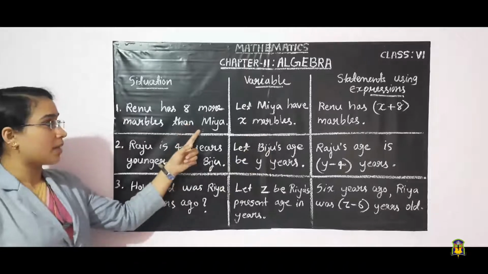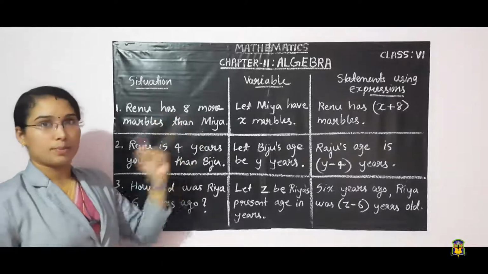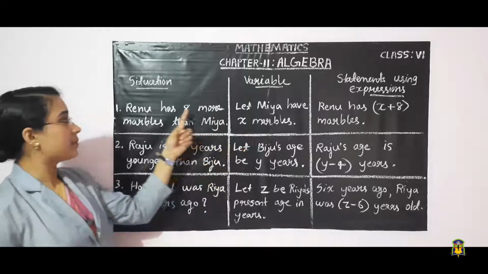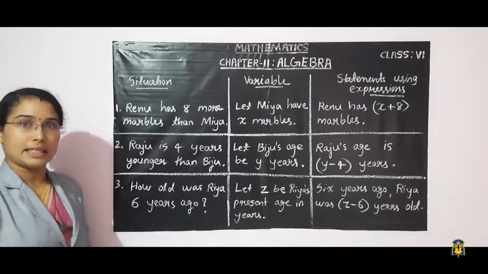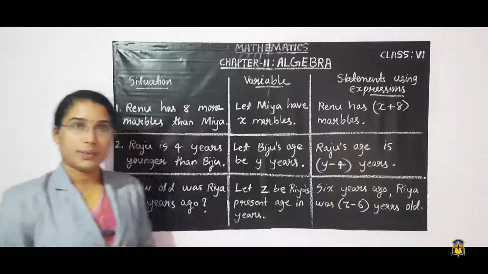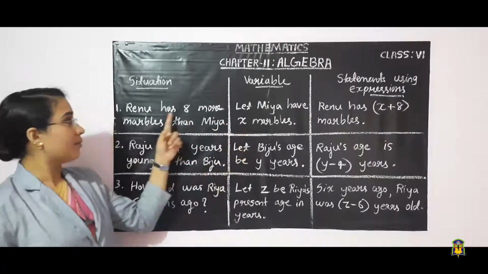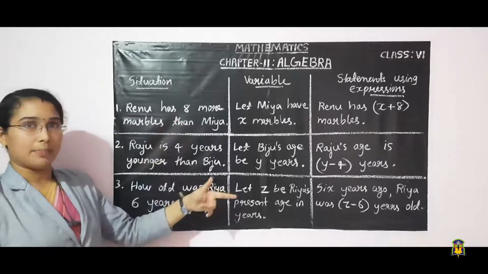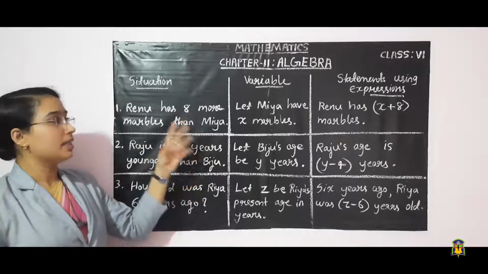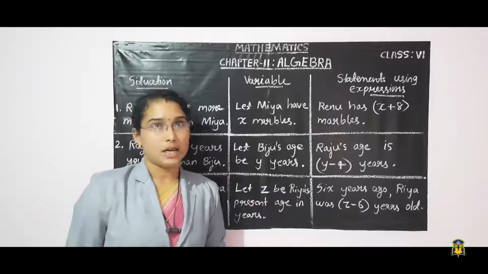If Mia has x marbles, then how many marbles are in Renu's hand? Renu has 8 more marbles. That means first we take x as the variable, then x plus 8 is the algebraic expression. So which thing you don't know, you write first as a variable, then what is given in the condition, you apply that. So the variable is x and Renu has 8 more marbles, that means x plus 8. So Renu has x plus 8 marbles.